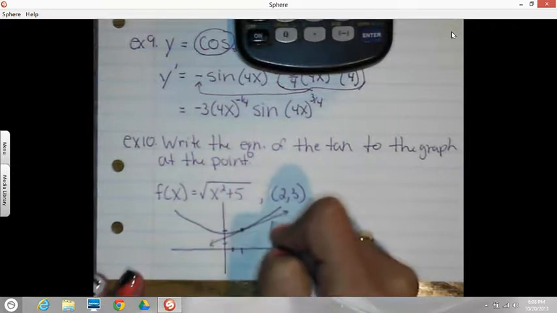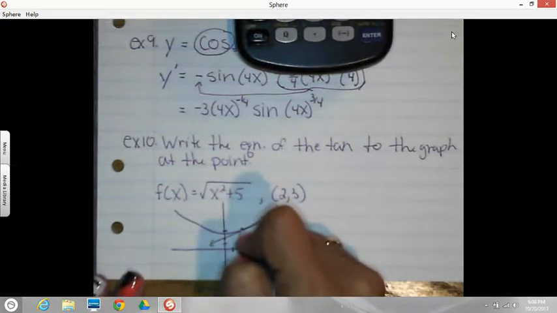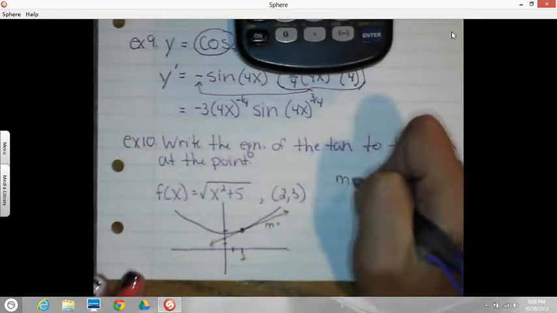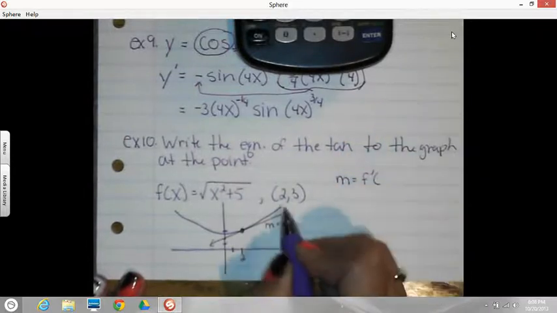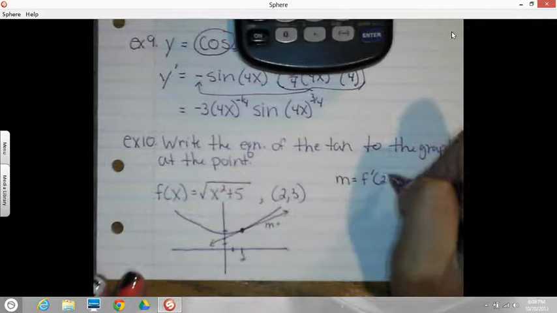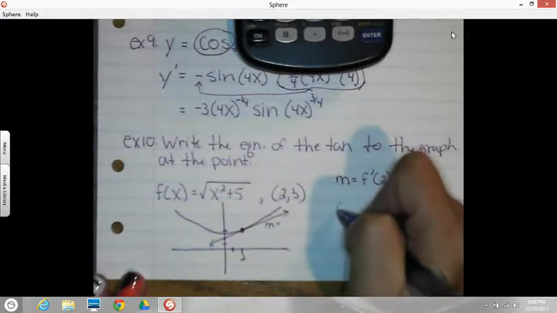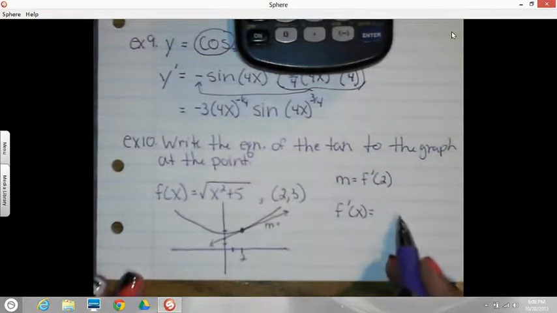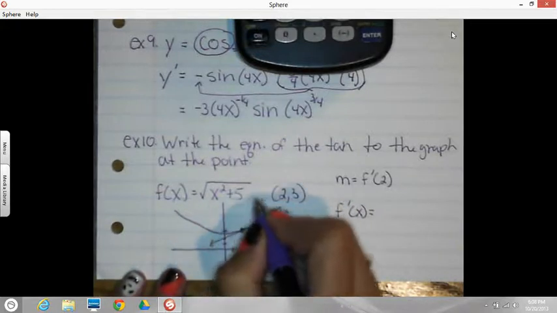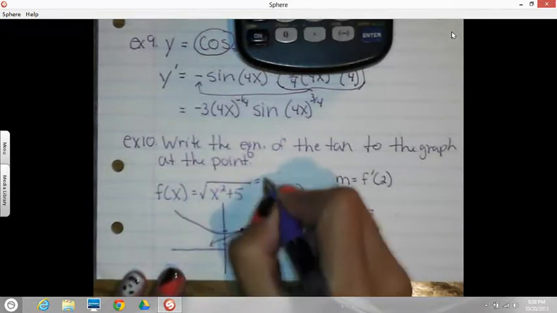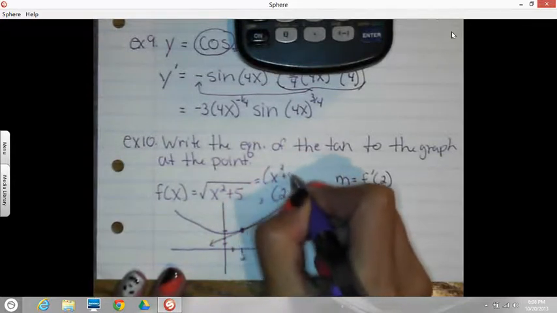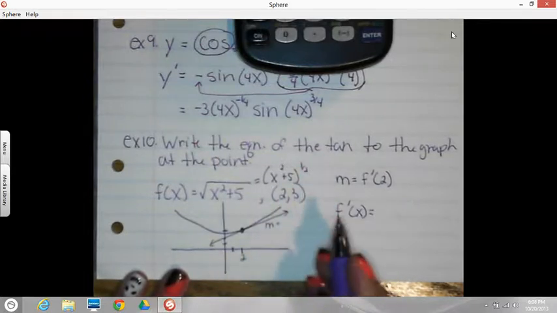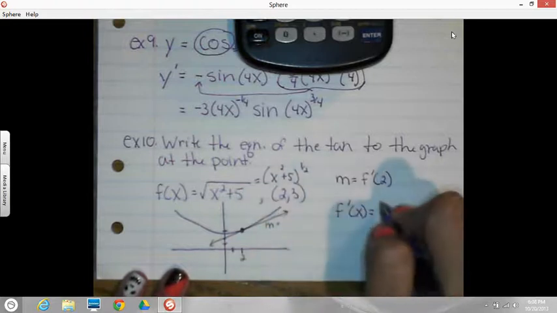The slope of this line is the derivative at this x value. So slope is equal to f prime at the x value of 2. So we're going to find the derivative function, f prime of x, and then we'll plug the 2 into that equation. That'll give us our slope. So I'm going to rewrite f so that it doesn't have the radical: x squared plus 5 to the 1/2 power. Now I can see inside, outside. That should be getting very obvious to you. 1/2 comes down.